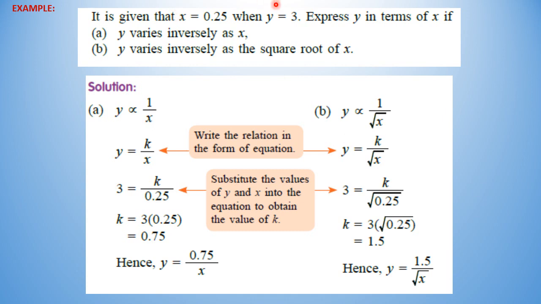After that, you substitute the given values onto the equation. X is 0.25, so here is the square root of 0.25, and here is 3. Multiply, and you get the answer 1.5. After that, you write the equation. Your equation should be y equals 1.5 over square root of x.